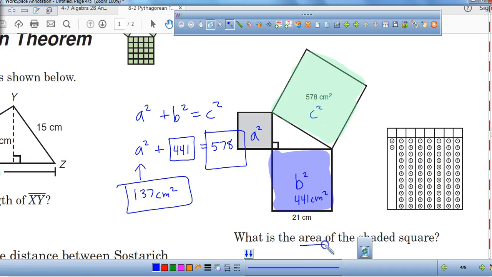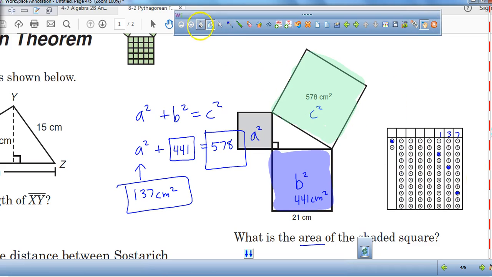It says, what is the area of the shaded square? So you're going to put, it's definitely a positive 137. You could put it there, or you could put it right over here. I'm going to put a 7, a 1, and a 3, and I'm going to bubble that in. I'm going to bubble the 3 in and bubble the 7 in. And that would be your correct answer for that.